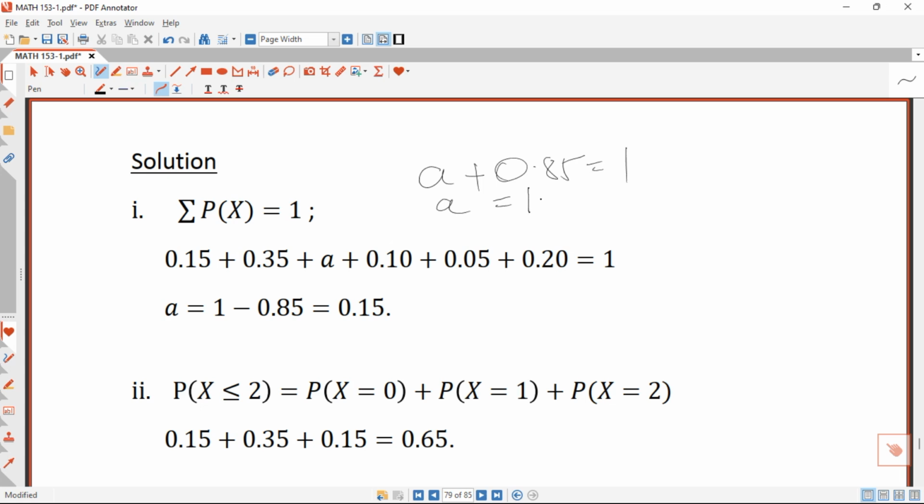We are going to get 1 minus 0.85. That's the reason why I had this one here. I have to group like terms, and our final answer will be what? 0.15, right? Because when you subtract 0.85 from 1, I'm going to get 0.15. So here our A is equal to 0.15.